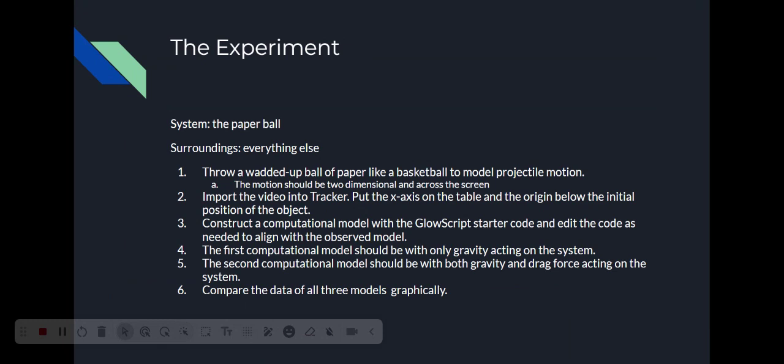So the experiment: the system was the paper ball, the surroundings was everything else. We threw a wadded up ball of paper like a basketball to model projectile motion. The motion should be two-dimensional across the screen. Import the video in Tracker, put the x-axis on the table and the origin below the initial position of the object. Construct a computational model with the GlowScript starter code and edit the code as needed to align with the observed model. The first computational model should be with only gravity acting on the system, while the second should include both gravity and drag force acting on the system. And lastly, compare the data of all three models graphically.